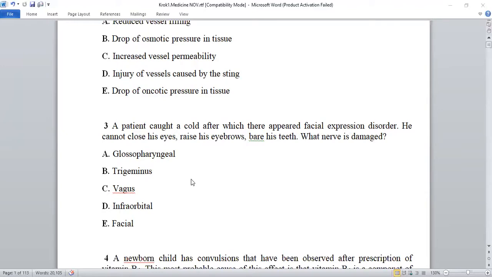Okay, number 3: a patient caught a cold after which they appeared with facial expression disorder. He cannot close his eyes, raise his eyebrows, or bare his teeth. What nerve is damaged? All right. With this question, the simplest and shortest way to know the answer is to know which nerve controls the facial muscles. The nerve that controls the facial muscles is, simply, the facial nerve.